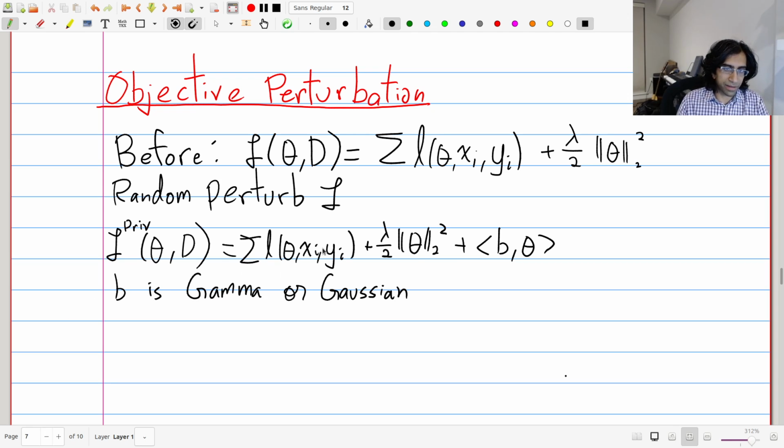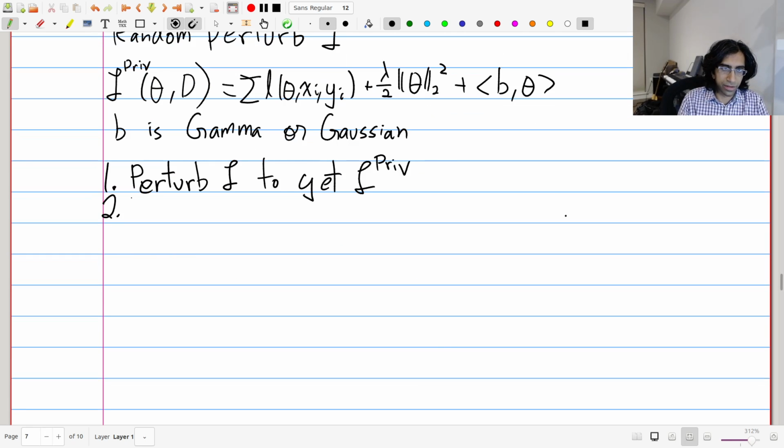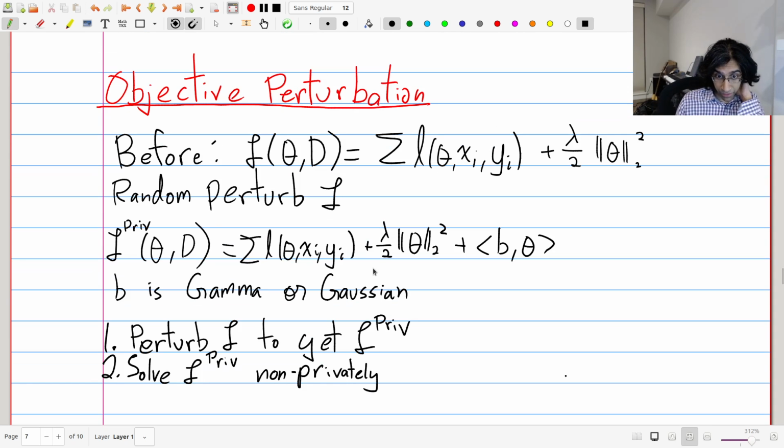But essentially, the recipe is fairly simple. In order to apply objective perturbation, all you do is perturb L to get L priv, and then you just solve L priv non-privately. And that's it. The claim is that if you do these two steps, then the resulting answer will be differentially private with respect to the original data set.